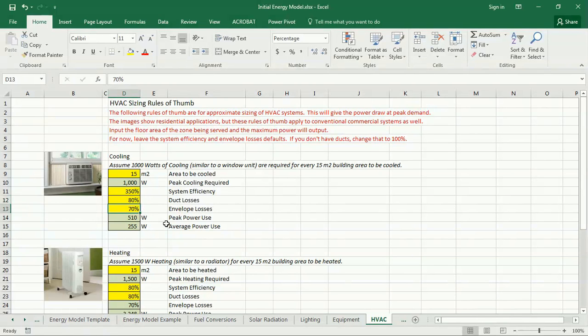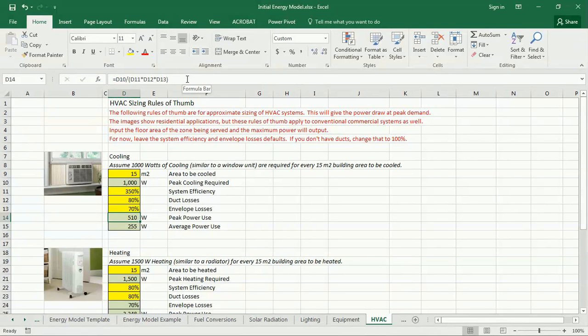And then envelope losses. This is how leaky your building envelope is, and 70% would be a typical rule of thumb number. So what that does is when you multiply all these together, 1,000 watts divided by these percentages, you get the peak power use. And that would be the power use when the compressor is on and when the fan is on.